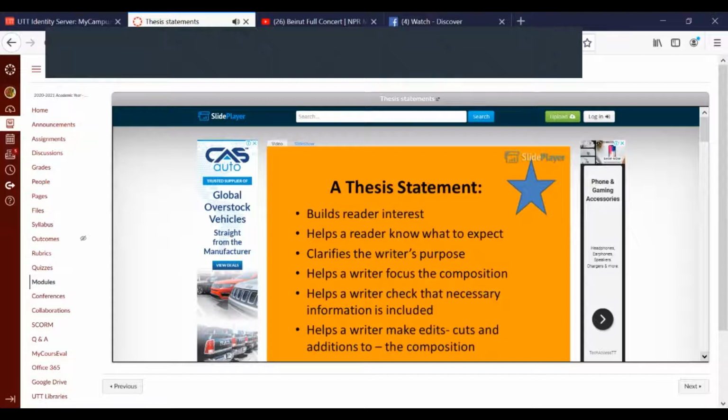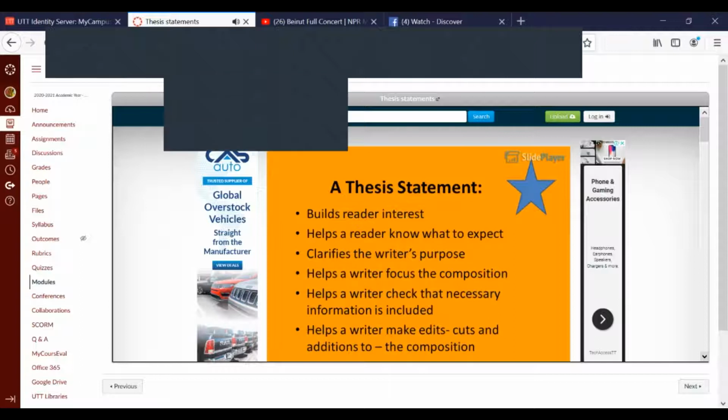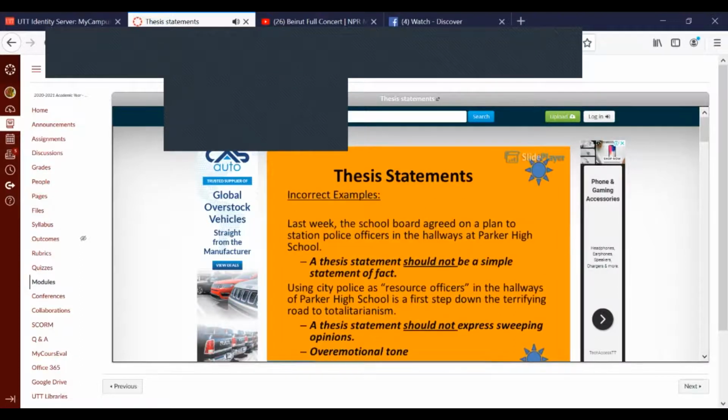A thesis statement builds reader interest. Helps a reader know what to expect. Clarifies the writer's purpose. Helps a writer focus the composition. Helps a writer check that necessary information is included. Helps a writer make edits, cuts, and additions to the composition. Thesis statements, incorrect examples.